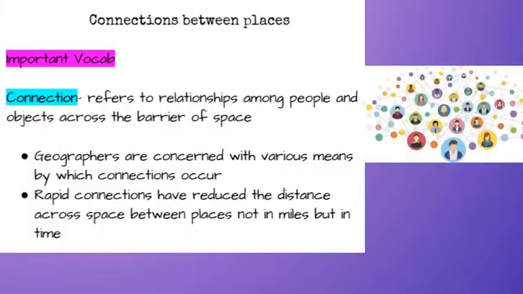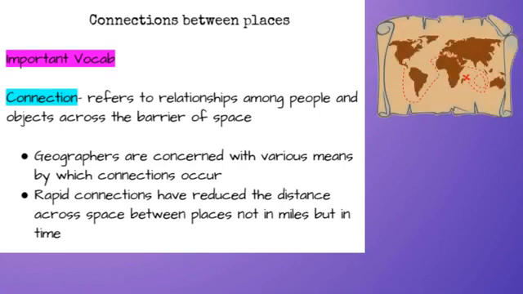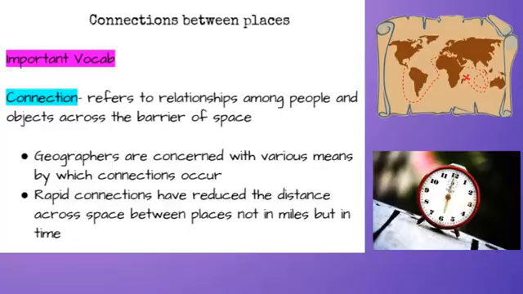Connections between places. Some important vocab for this section is connection, which refers to relationships among people and objects across the barrier of space. Geographers are concerned with various means by which connections occur, and rapid connections have reduced the distance across space between places, not in miles, but in time.